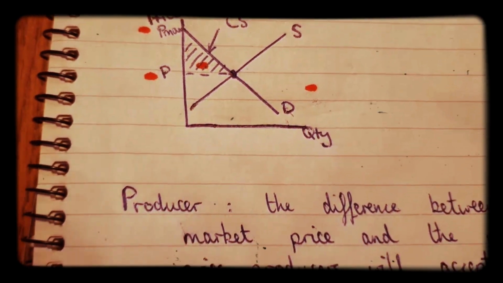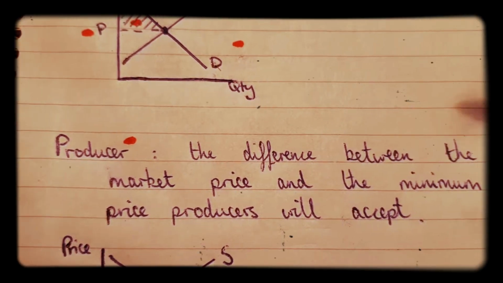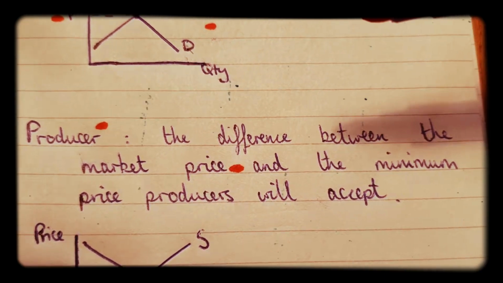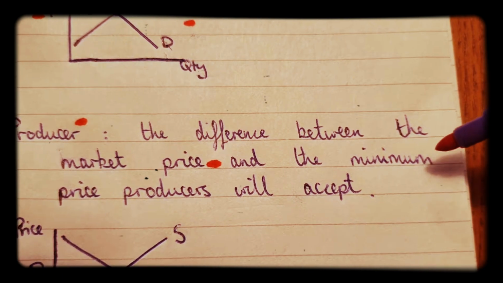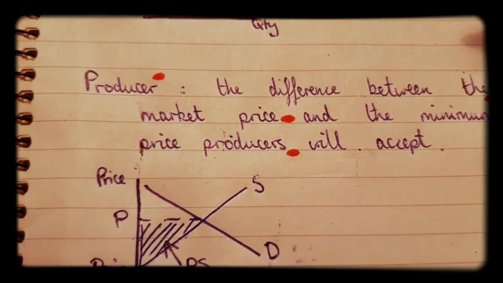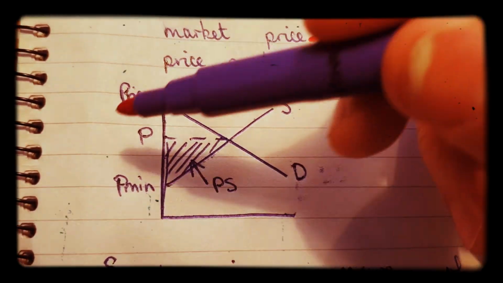Okay, so moving on to producer surplus. Producer surplus is the difference between, again, the market price and the minimum price that producers will accept. So again, here is the diagram to show producer surplus.